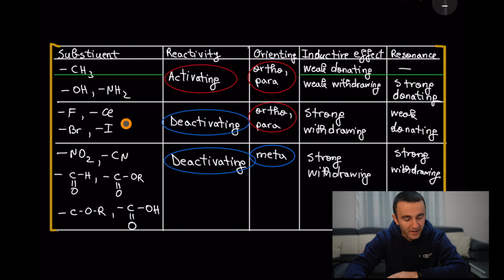Halogens deactivate the ring, but they still orient in ortho and para position. The deactivation comes from strong withdrawal through inductive effect. And deactivating groups are those ones that you see here: nitro, cyano, carbonyl groups, and they orient in meta position. You can also feel free to make a screenshot of this table.